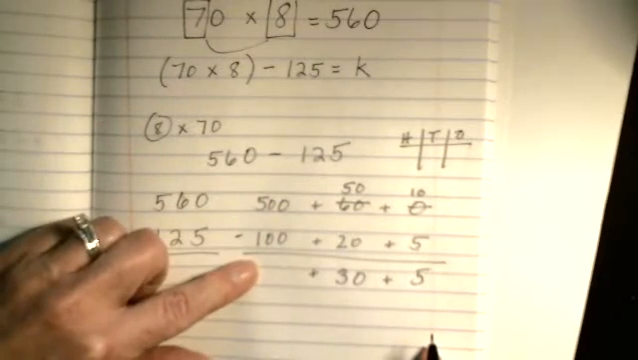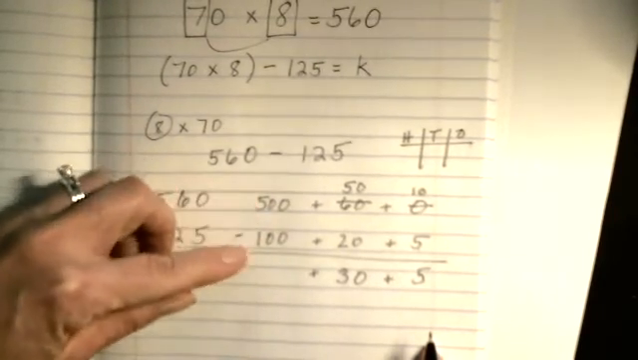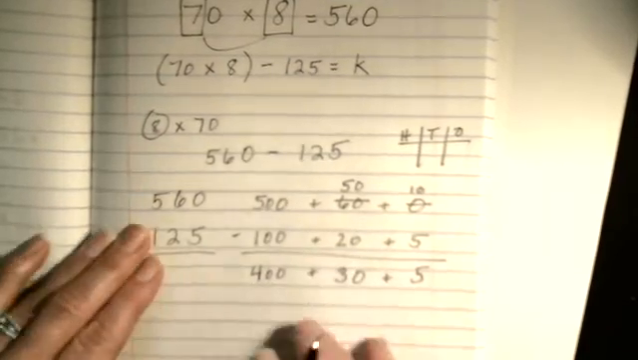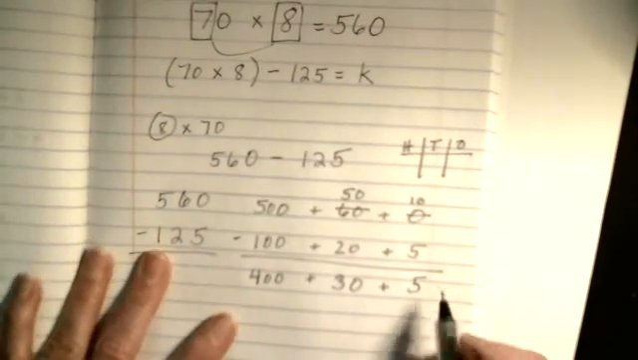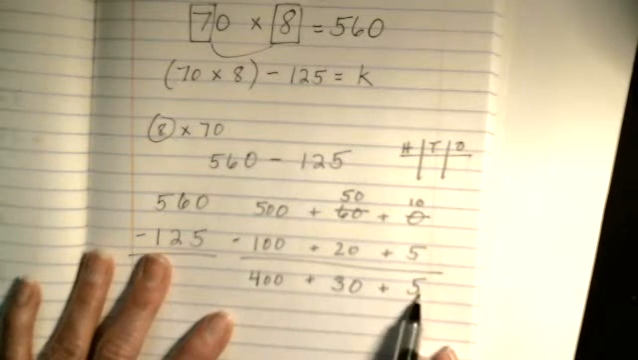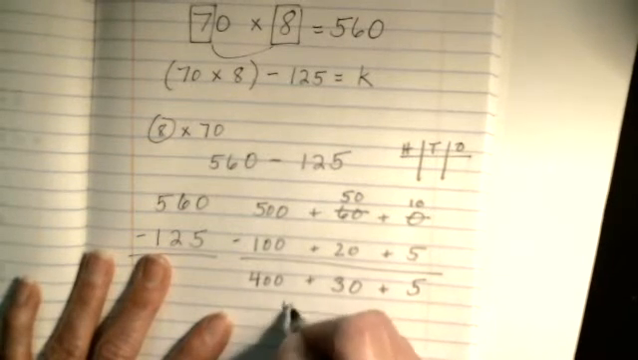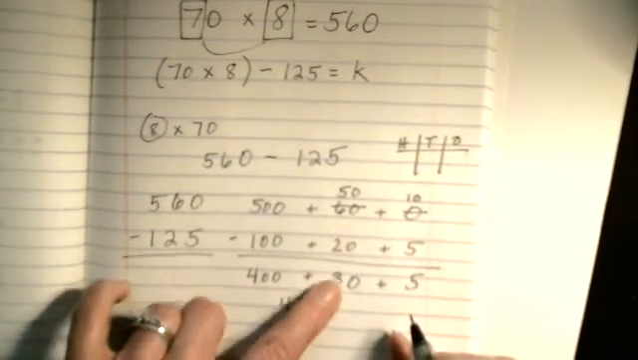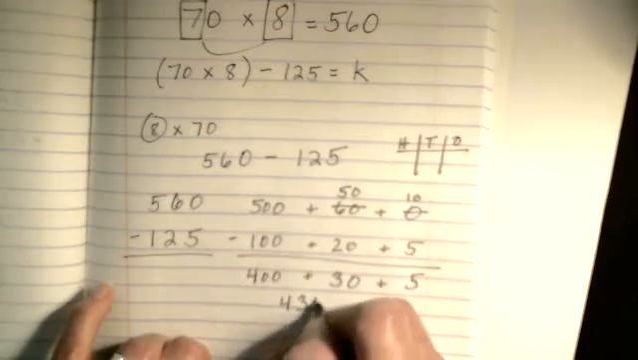Now I have 500 minus 100. 5 minus 1, that's 400. All right, so we have 400, 30, and 5. We have 4 in the hundreds place, 3 in the tens place, and 5.